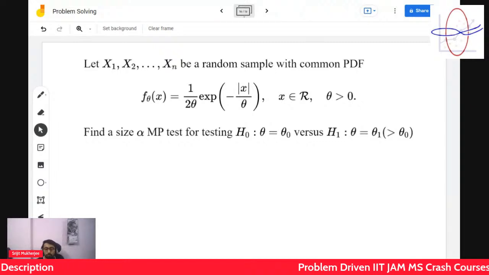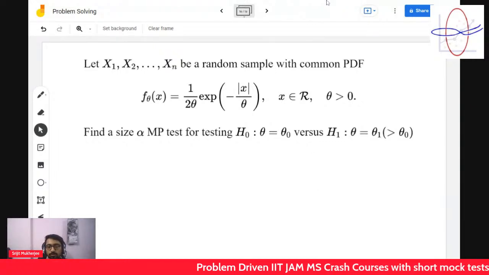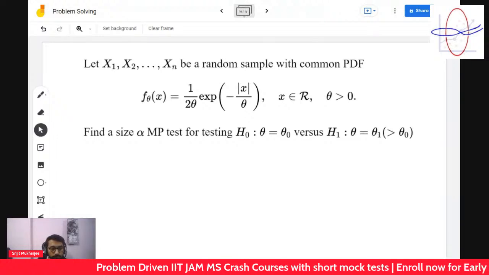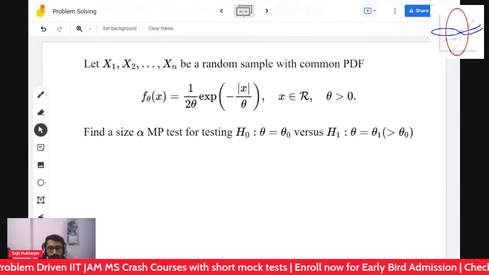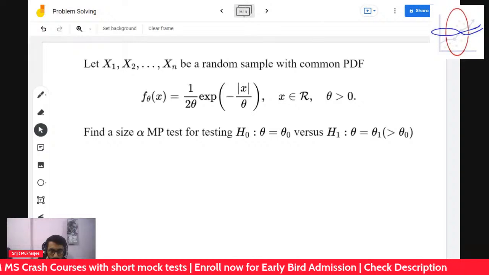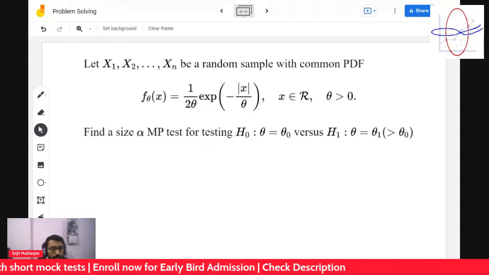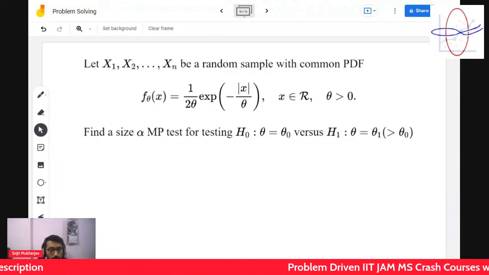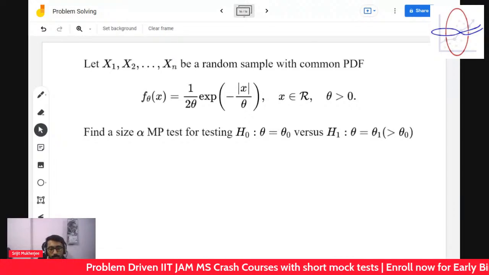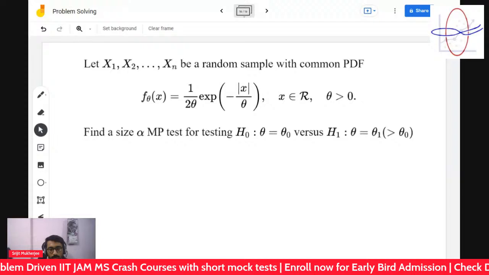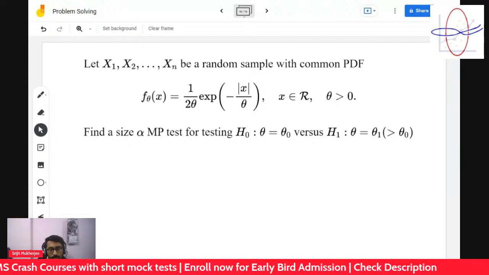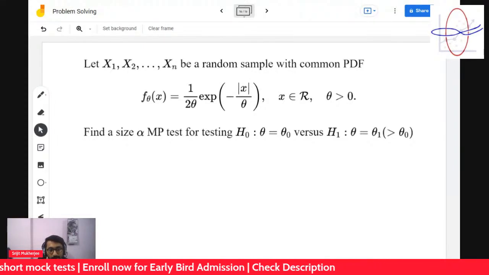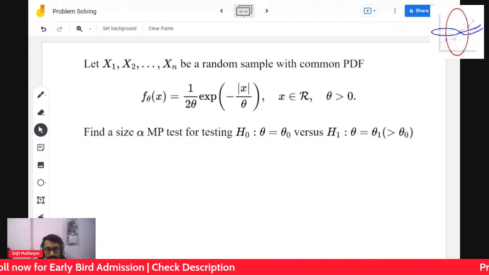Shana just told about this a while ago. Theta here is the same. Perfect.